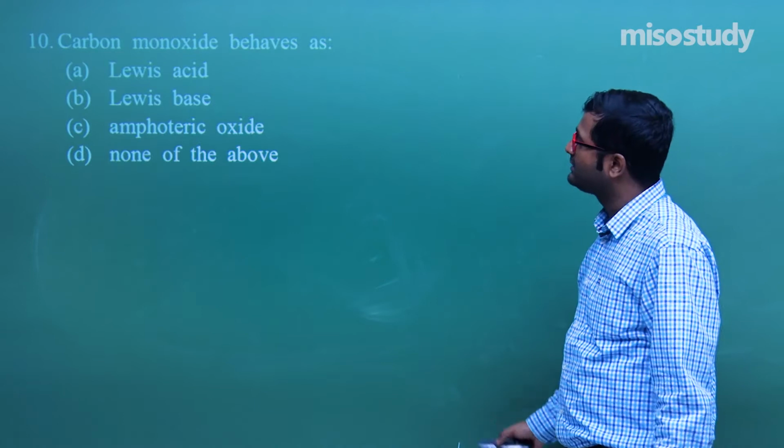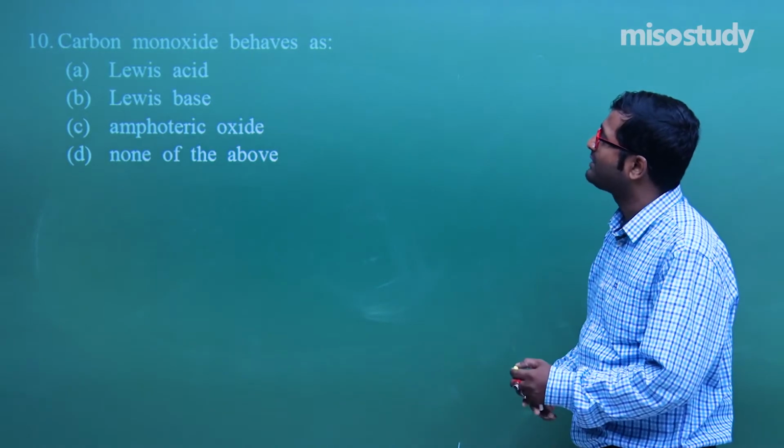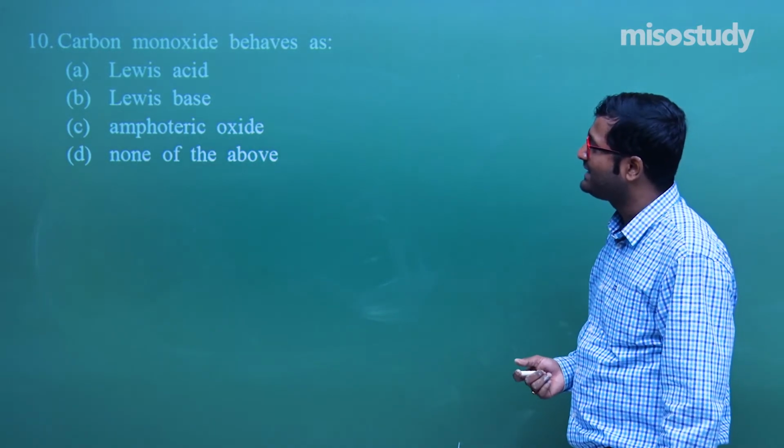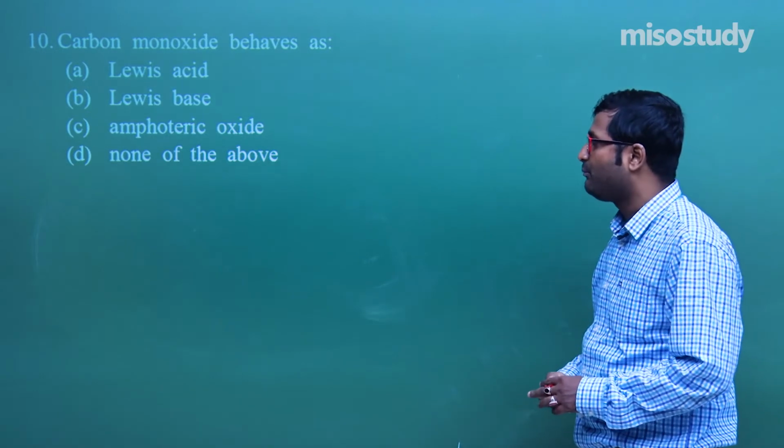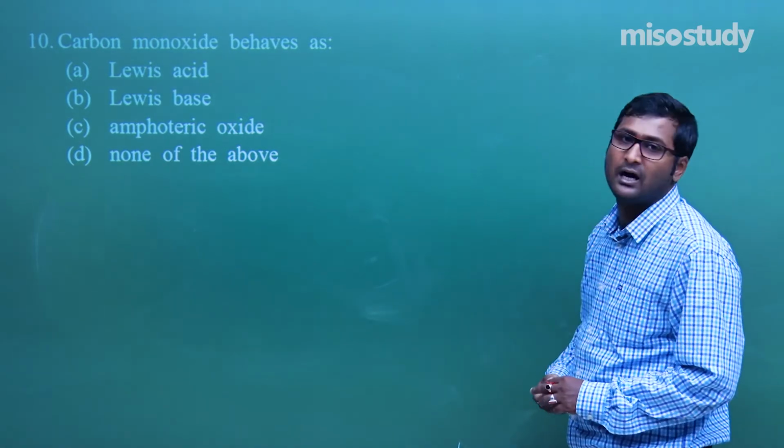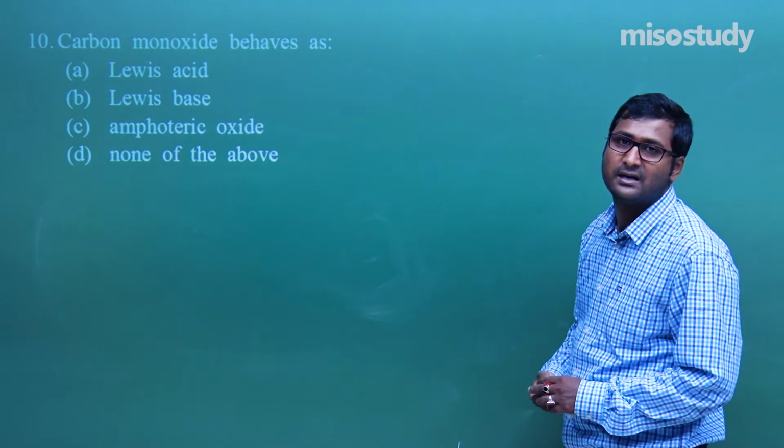The next question in this section is: carbon monoxide behaves as a Lewis acid, Lewis base, amphoteric oxide, or none of the above. Tell me what will happen in this case.